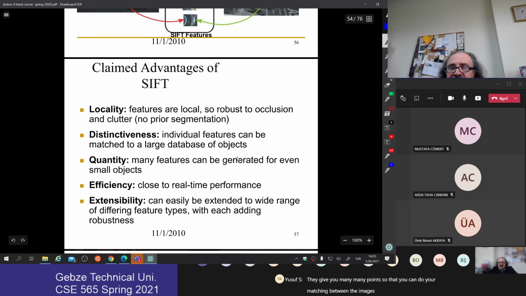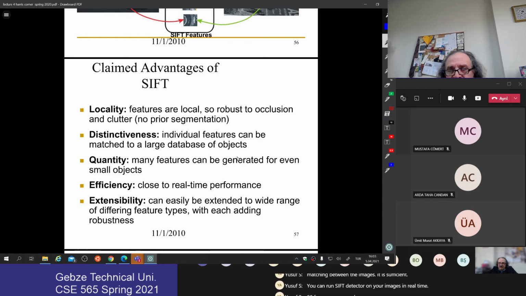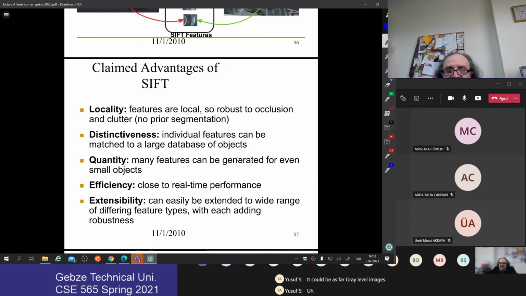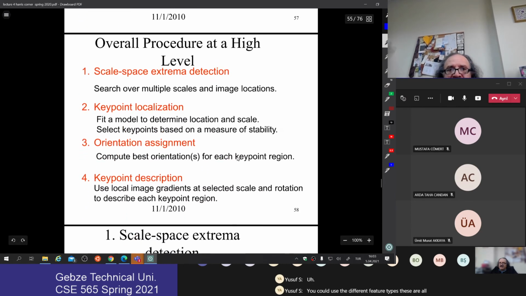It is efficient. You can run the SIFT detector on your images in real time, 20 frames per second on regular hardware, and it is extensible. It could be used for color images. It could be used for gray level images. You could use it with different feature types. These are all advantages of SIFT.